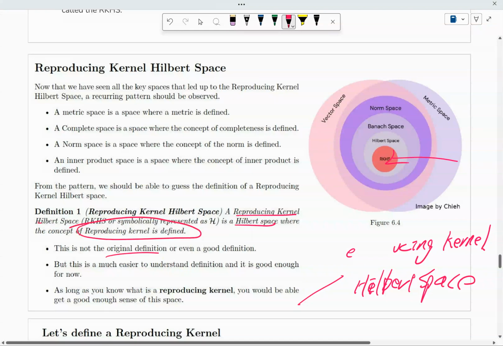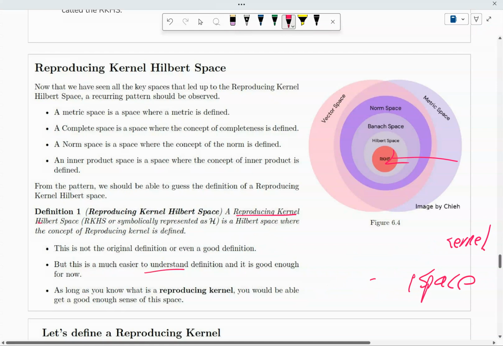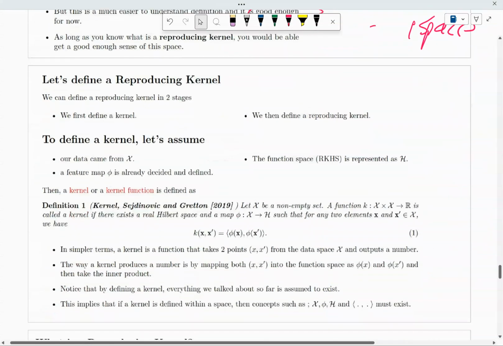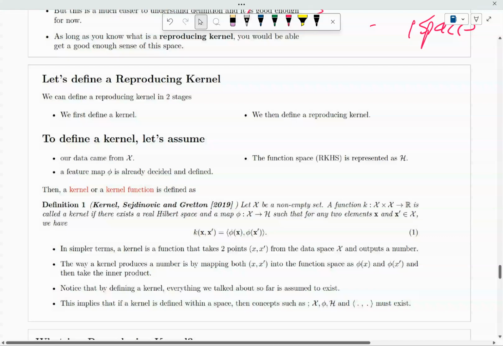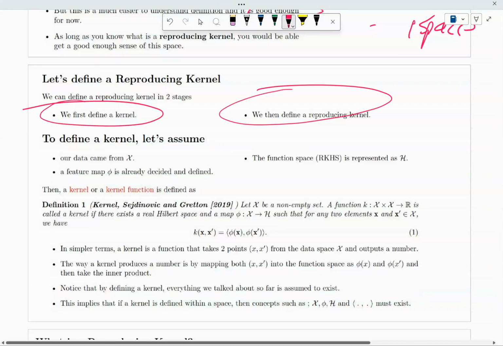Now, this is not the original definition, and I don't claim it's even a good definition, but it is actually a very useful definition to understand what a reproducing kernel Hilbert space is. It's just a space where the reproducing kernel is defined, and it's good enough for now. Therefore, if you know what a reproducing kernel is, then you know what the space is all about. So, to define a reproducing kernel, there are two stages. First, you need to understand what a kernel is. And second, what a reproducing kernel is.